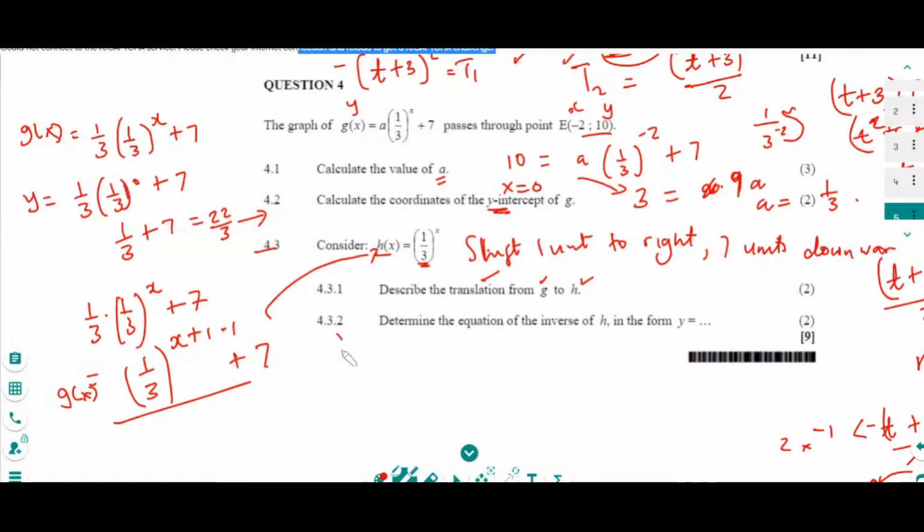Then 4.3.2, 7 units down, 1 unit to the right. Okay, determine the equation of the inverse of h. So inverse of h, as long as it is exponential, the inverse will always be a log. This is the base, it must also be a base there. Put the x there, y is equal to, and then you're done. Don't have to stress much about this. Get the base of the exponential, apply it as a base of the log. The x must be put there, and then the y there. That is question 4.3.2.